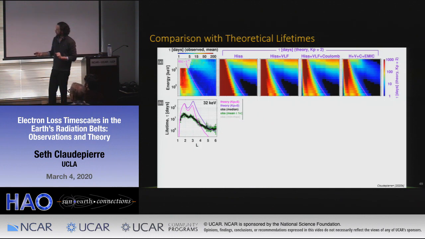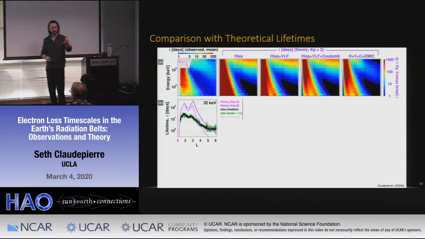Okay, I just want to quickly go through and show you some slices now in a line plot format through these two figures. This is at the lowest energy that we have, 32 keV. The pink and the purple are theoretical estimates, from this figure over here where we have all the scattering processes incorporated. The pink is for Kp equals 5, a high activity case, and the purple is for Kp equals 0, a low activity case.